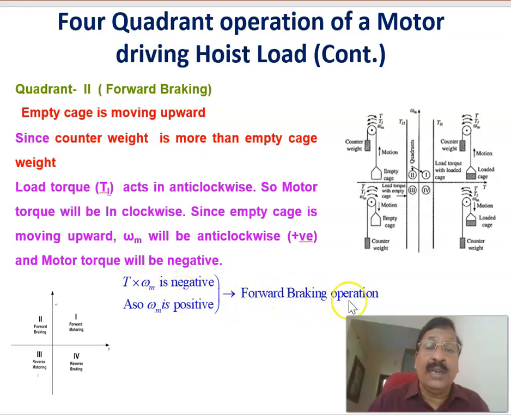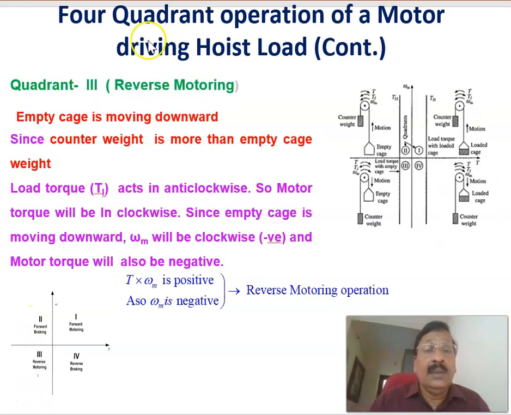Therefore, that's called forward braking operation, taking place when an unloaded cage is moving from a lower level to the upper level. The motor is working in the second quadrant to bring an unloaded cage from one level upward. This operation is also called forward regeneration. Now let us see the third quadrant of operation. The third quadrant of operation is this one. This is called reverse motoring.